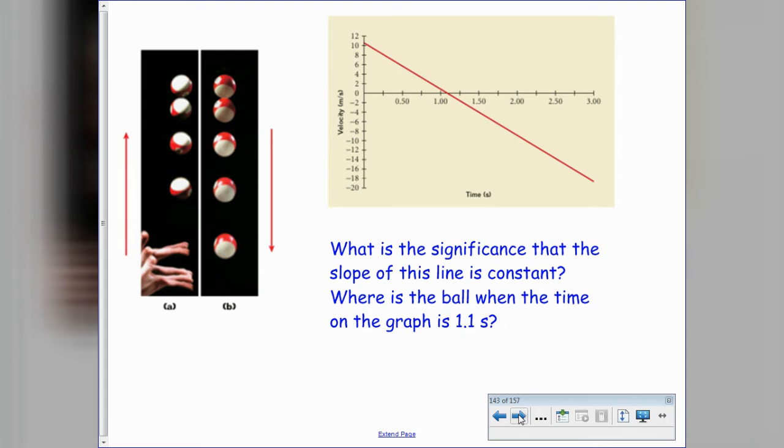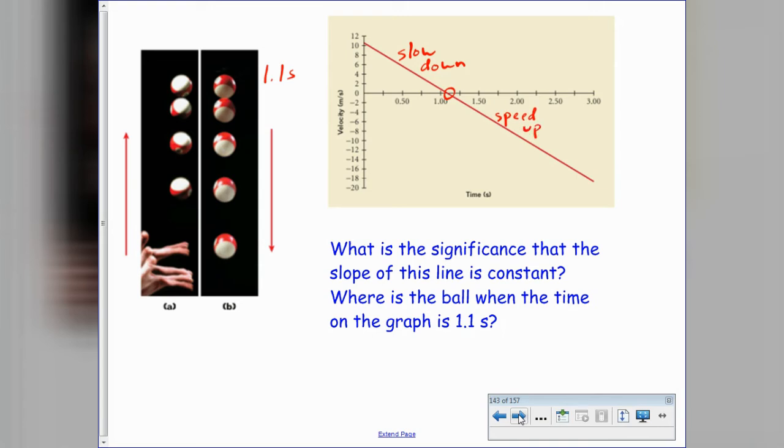When you look at this graph, there's another thing to realize: when it crosses the x-axis, that's at about 1.1 seconds. At that point the ball is at 0 meters per second. It's not moving, it's stopped. That would be at the top of its motion. So at 1.1 seconds, the ball is at the top of its motion. It has slowed down to a stop, and now it is coming back down. So it's slowing down here on the graph, and then after it passes the top of its motion, it starts speeding back up as it goes back down.